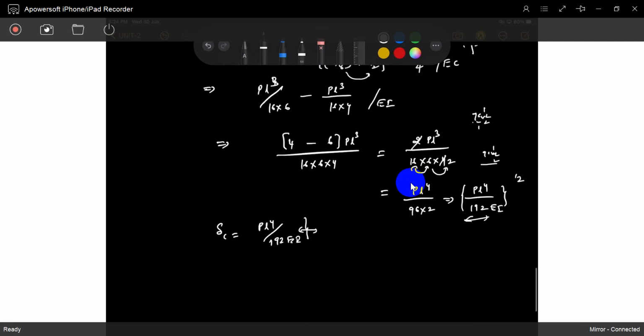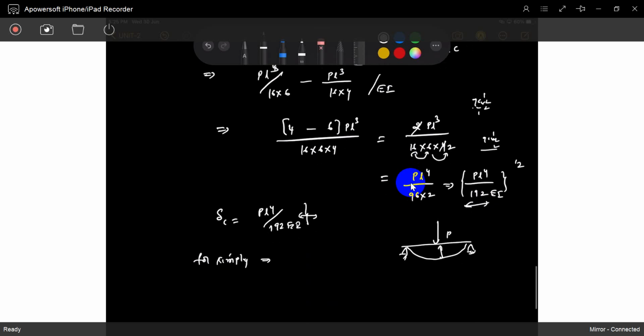For a simply supported beam, what is the maximum? For simply supported without fixity, what is the maximum deflection? Deflection at center, what is the deflection at center? PL cube by, so once again I read, PL cube by 48 EI. Understood? 48 EI.